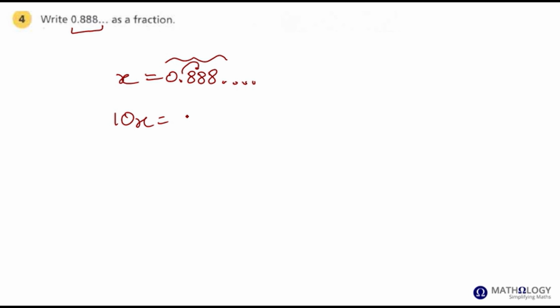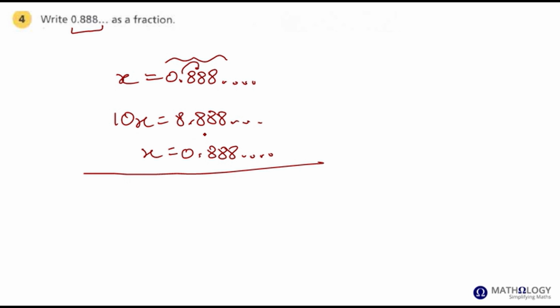So 10x equals 8.888, and all this will recur. Now, let's just write the x underneath that. Now you can clearly see that the decimal part repeats, right? Ad infinitum, to infinity. It's non-terminating. So if we now subtract the bottom expression from the top expression, everything after the decimal point, 0.88888, will cancel out when we subtract them.